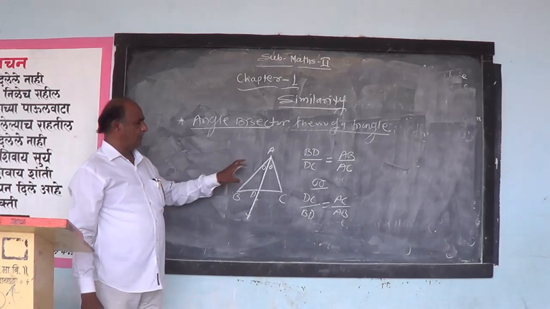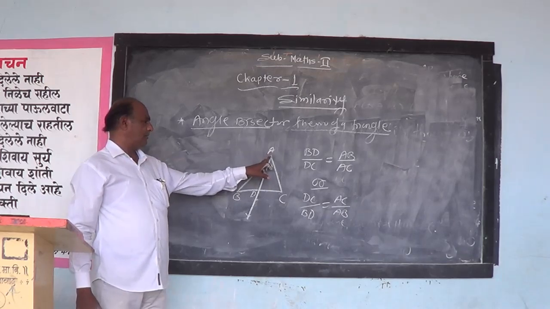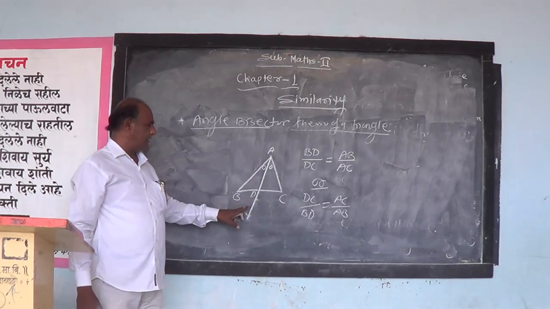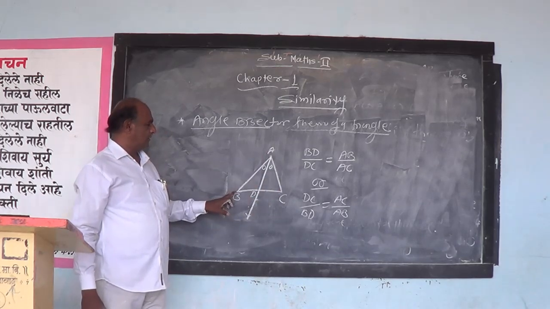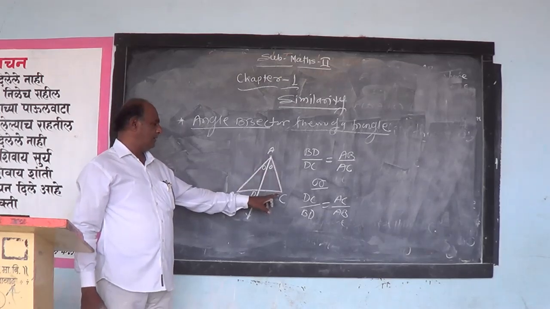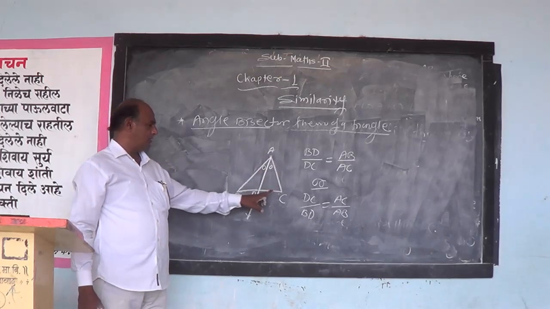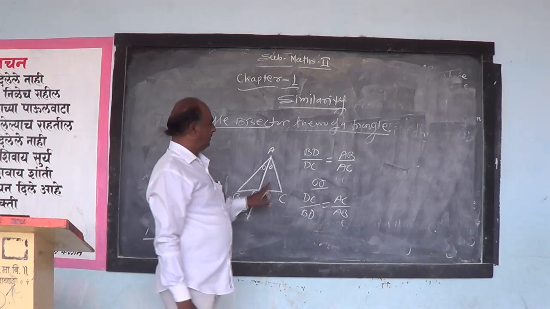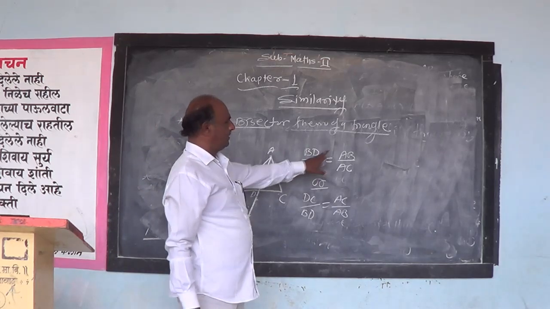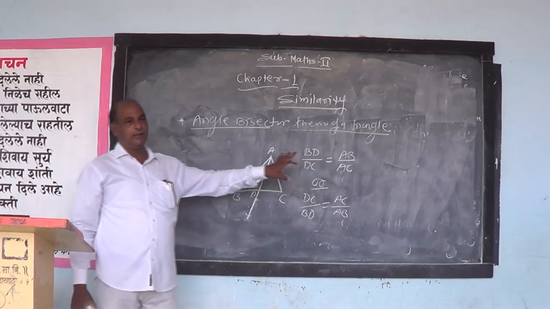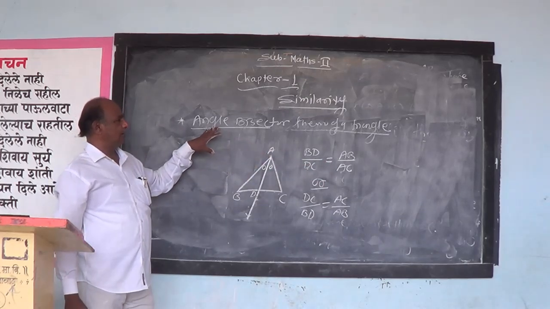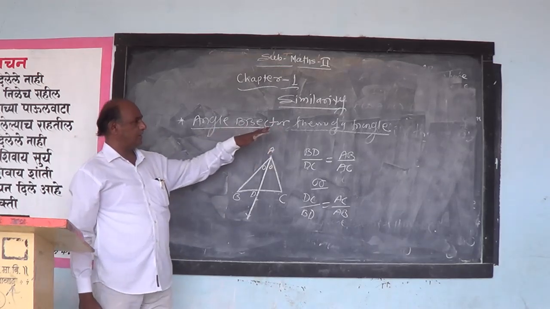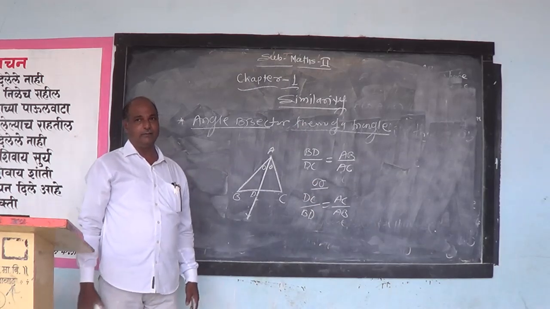For proving this theorem, we are given this figure. Triangle ABC is given. Ray AD is the angle bisector of angle BAC, which intersects the opposite side BC in point D. Then we get the relation BD upon DC is equal to AB upon AC, known as the angle bisector theorem of a triangle.